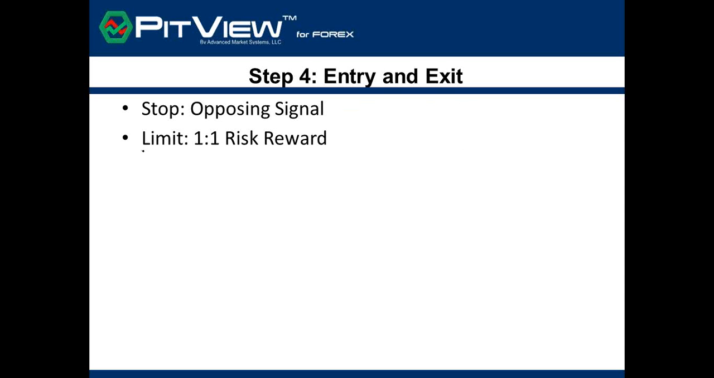And the minimum limit is 1-to-1 risk reward, which, based on where your stop order is, will tell you exactly where your limit should be. So if your stop order is, let's say, 25, 26 pips away, you're going to risk 26 pips to make 26 pips. Whatever the amount of pips is of your stop order, that would be the amount you're looking to reward yourself with.